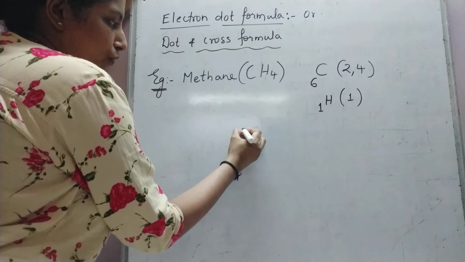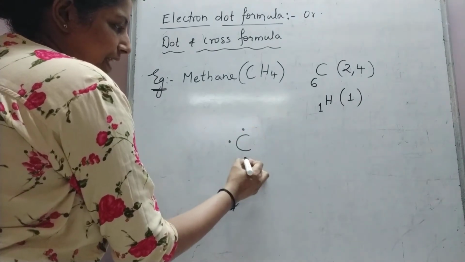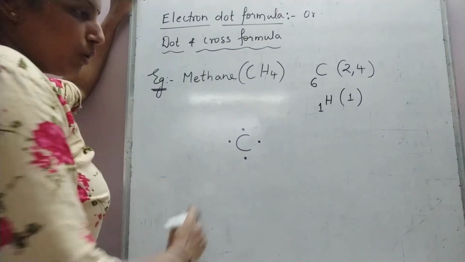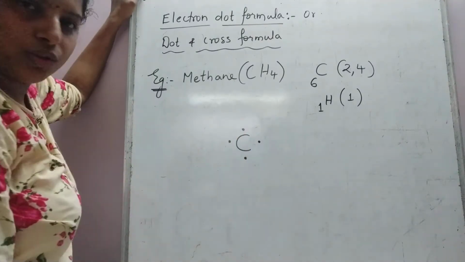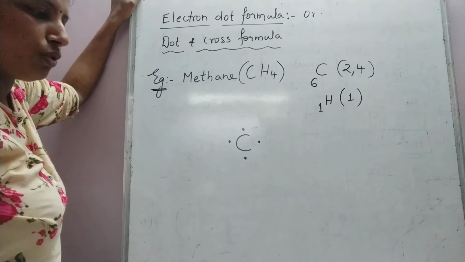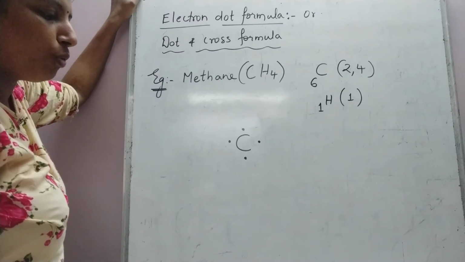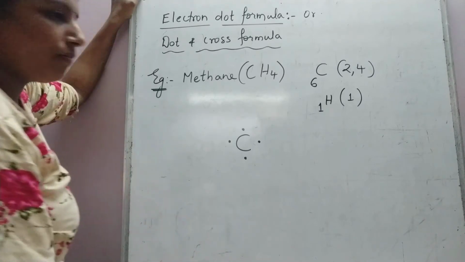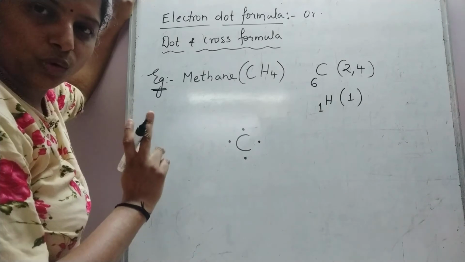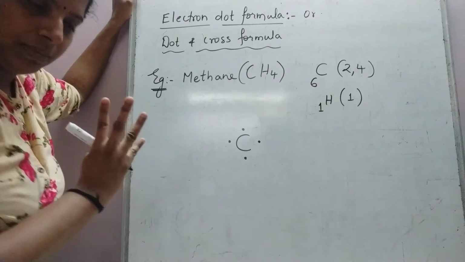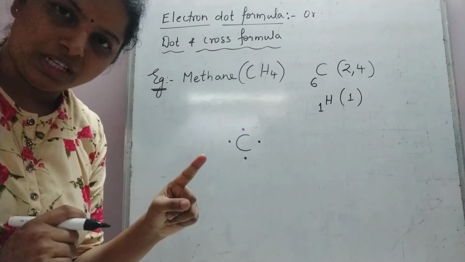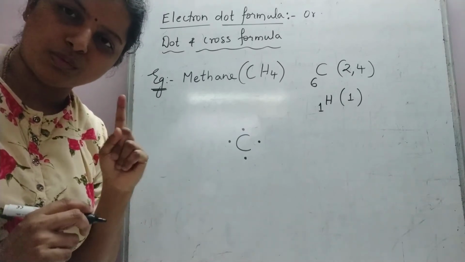So I will draw 4 electrons and I will represent them with dot. These are the 4 valence electrons of carbon. Now these 4 valence electrons of carbon will go into bond formation with the electrons of 4 hydrogen atoms. Now one hydrogen has only 1 electron. It has only one shell in which it has 1 electron.